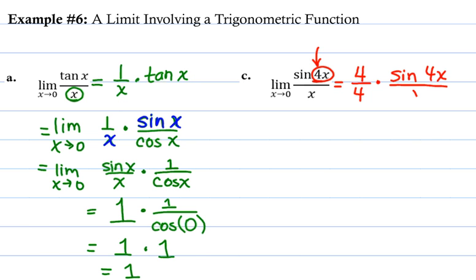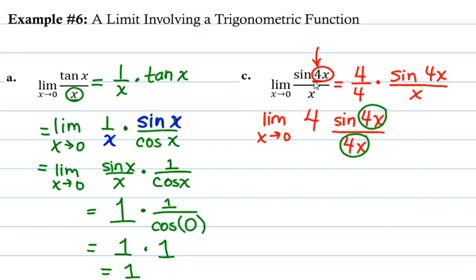Okay, so when I actually multiply the stuff out, I end up with 4 sine of 4x over 4x. Now, these two are the same. And since they're the same, I can use my special trig limit.